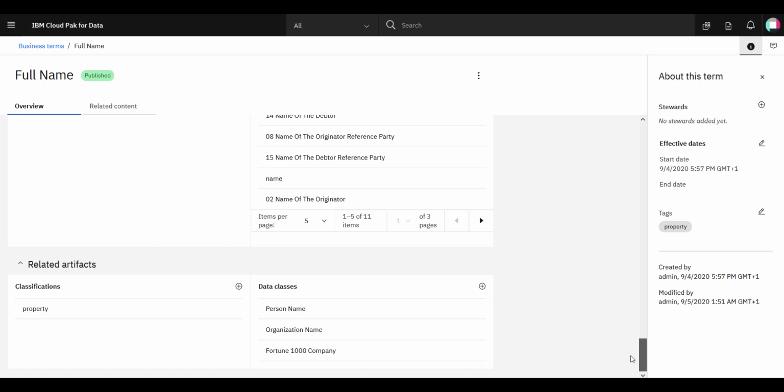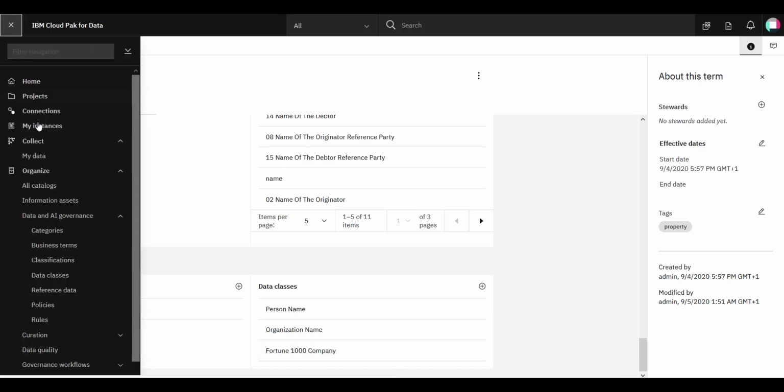The business terms are also related to these data classes. For example, in the Mapped Data Classes section, we see 3 assigned data classes. These data classes can be used to auto-classify data sources to the business terms of the Knowledge Accelerator to help govern and catalog your data.